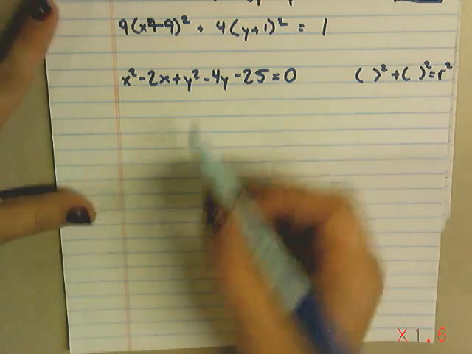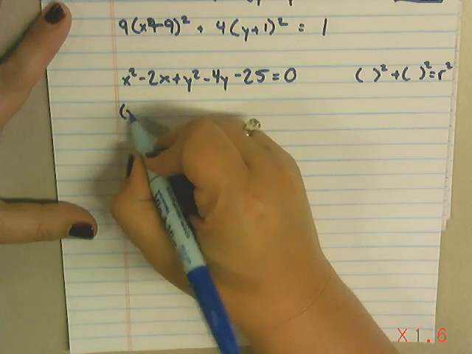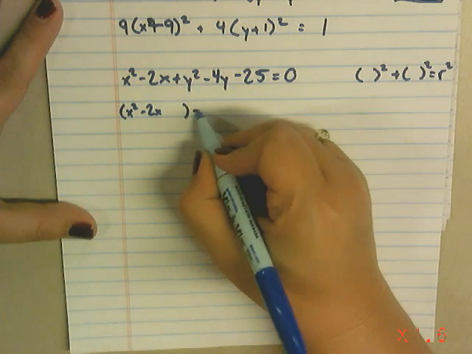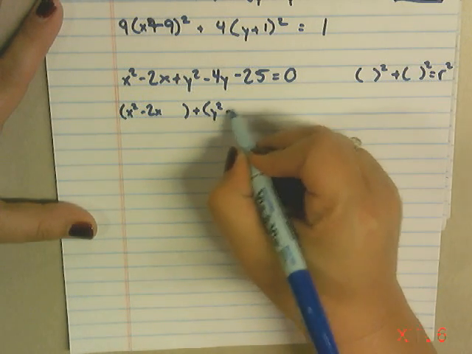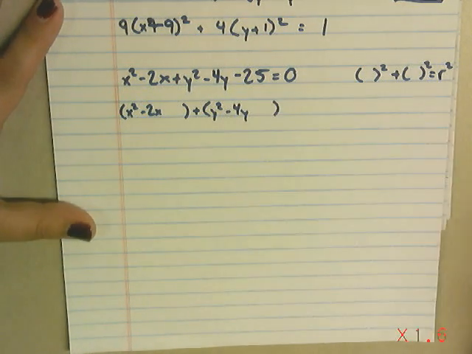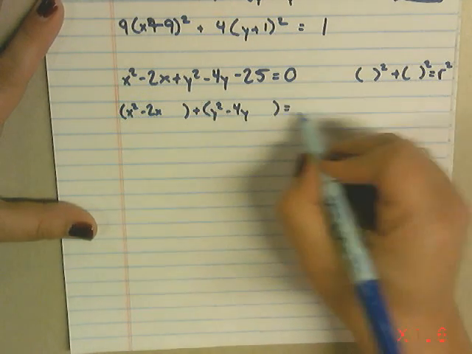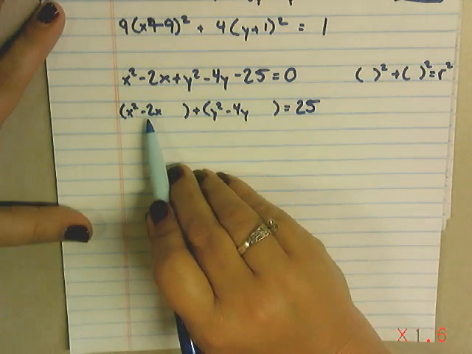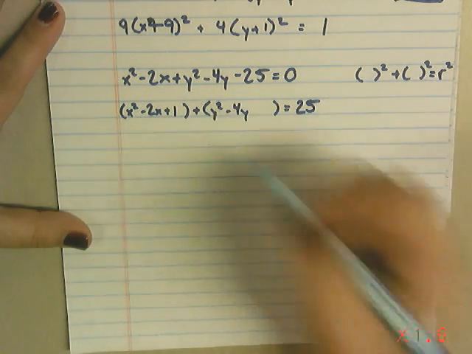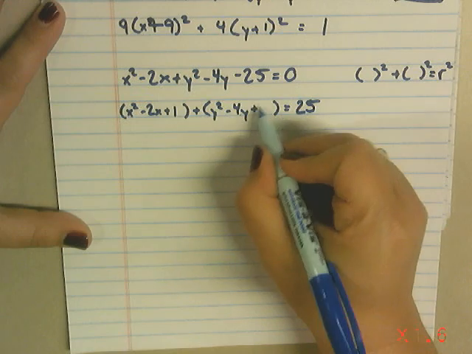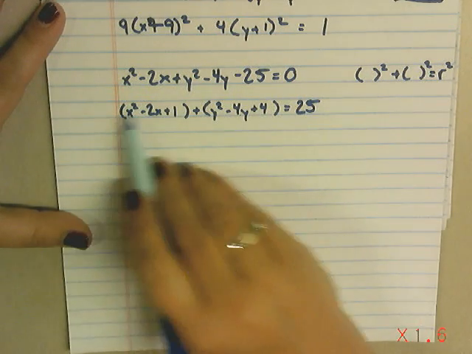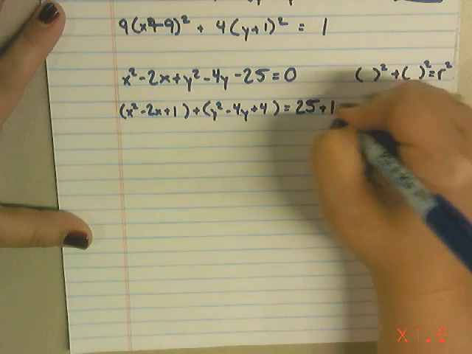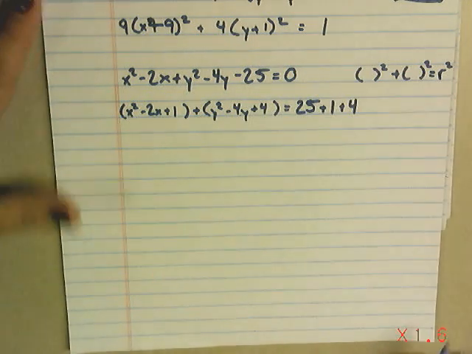So we want to keep our x's and y's over here. So I've got x squared minus 2x, and I need to complete the square, plus y squared minus 4y, and I need to complete the square. Move the 25 over there. Half of this squared is 1. Half of this squared is 4. There's no numbers out front of either of these parentheses, so I'm actually just adding a 1 and a 4.